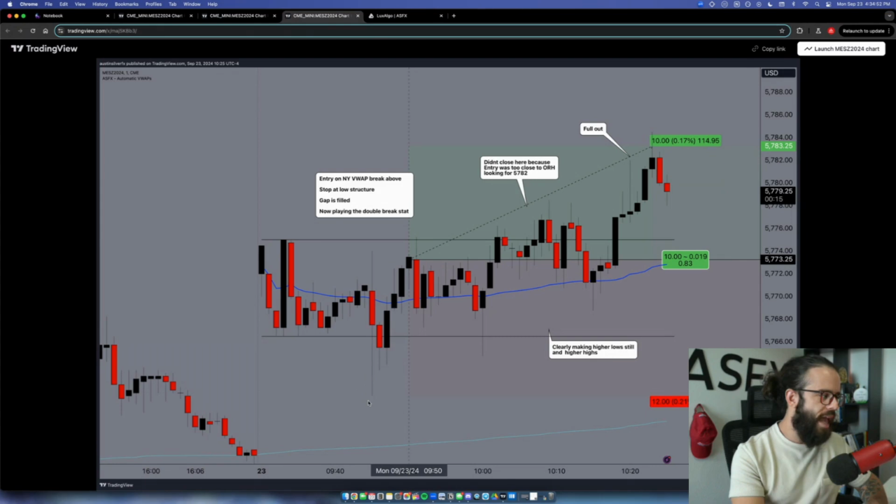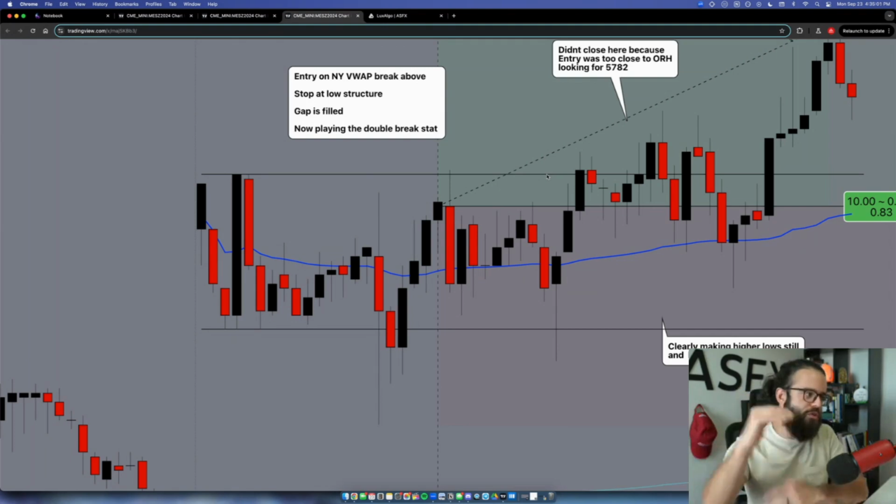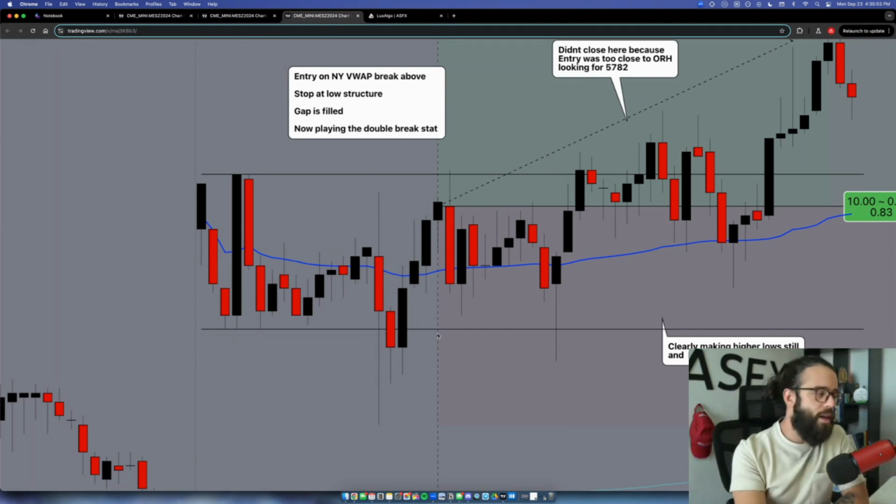Once the pin filled the gap, we then had a close outside the opening range low here. That tells me that we should move and break the opening range high, which is set within the first 15 minutes. Again, all these indicators are automated for you. The 15-minute opening range and the New York VWAP is all automated if you use the indicator that we just dropped. So this was the position.